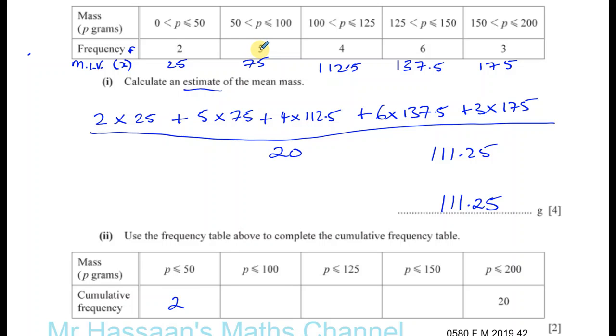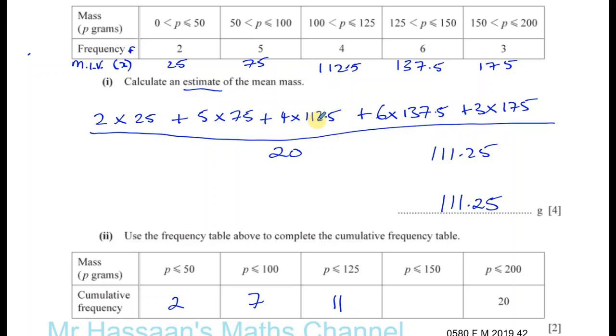And there were 5 pencil cases whose mass was between 50 and 100. So the total number of pencil cases whose mass was less than 100, from 100 all the way back to 0, was this 5 plus this 2, which is 7. Because in total there's 7 whose mass is less than 100. From 0 to 100 it means. And here it means from 0 to 125. So you can see the pattern, you have to just keep adding the number.